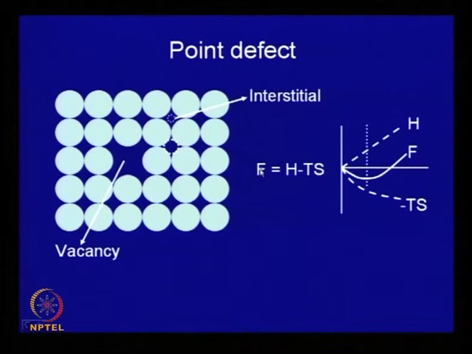Therefore, the total energy of the system will have a nature like this. That means, this axis is the energy, this axis is the concentration. So, there is an equilibrium concentration of vacancy. If the vacancy keeps on increasing, the free energy decreases and it attains a minimum somewhere here. So, this is the stable configuration. One can say that this is the equilibrium concentration of vacancy in the system.